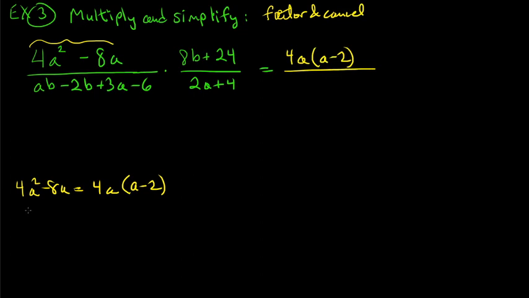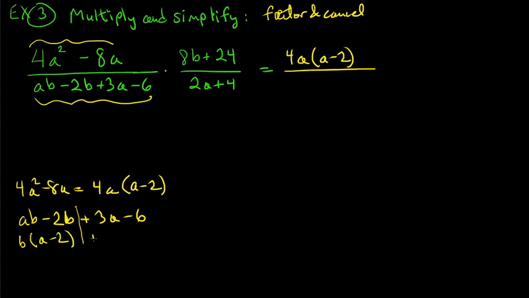Now how about the first denominator? The denominator is ab minus 2b plus 3a minus 6. Here the GCF is 1. And because there's 4 terms, it looks like we're going to be grouping here. So factor out the b, you're left with a minus 2. From the last 2 terms, we can factor out a 3. We're left with a minus 2. So this factors as (a minus 2) times (b plus 3).